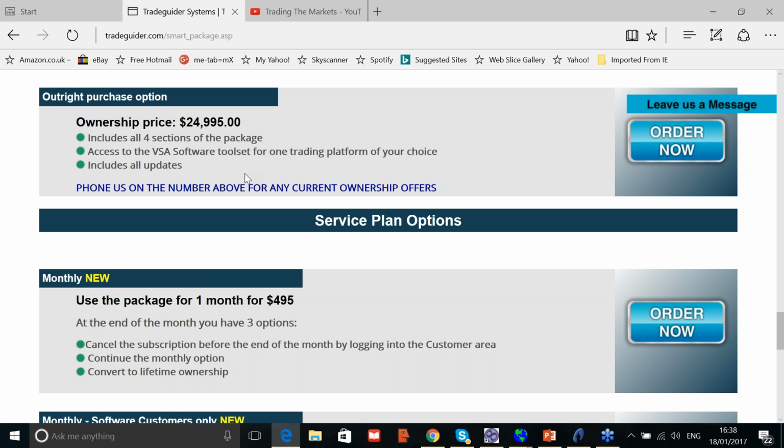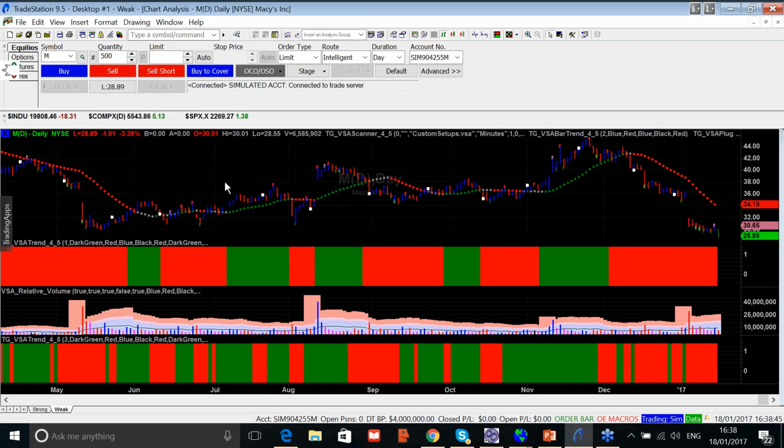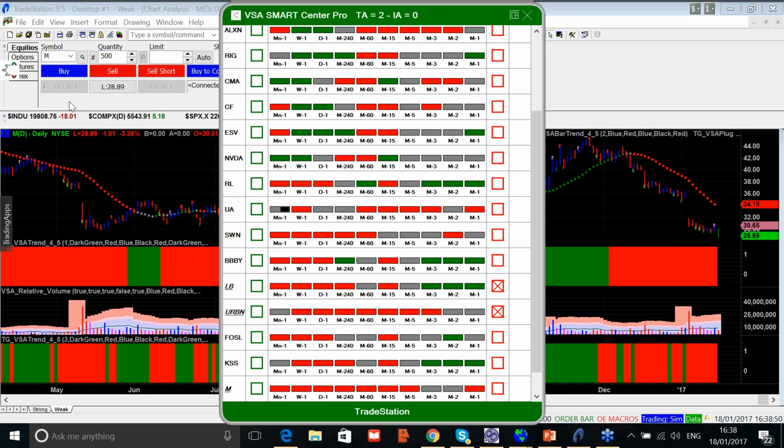Yeah, the settings for stocks, a good question, in Smart Center Pro. If you are looking at the settings for the stocks, click on here.